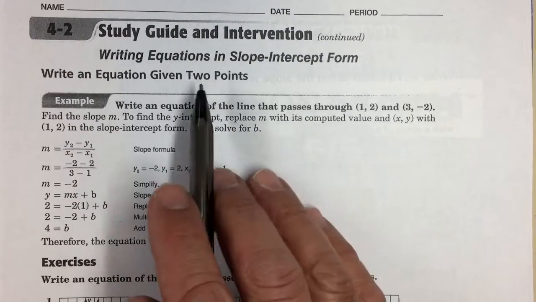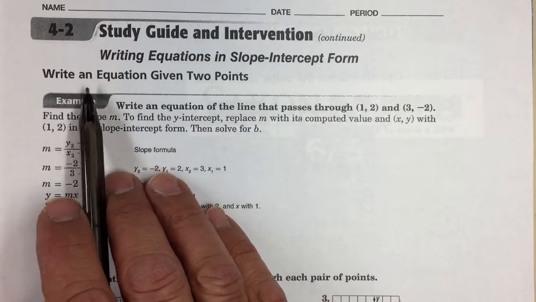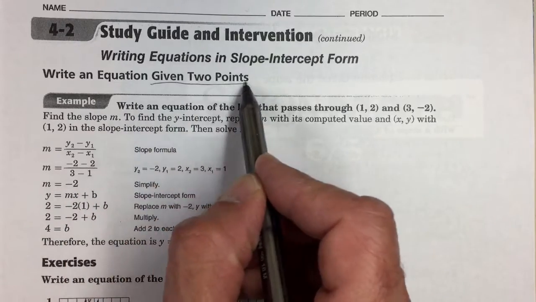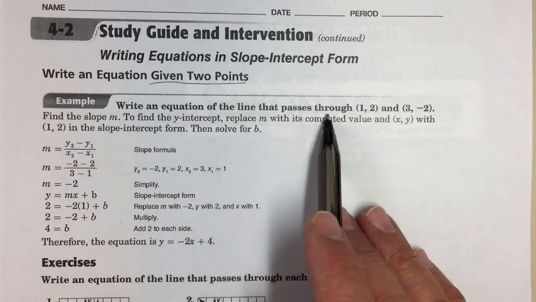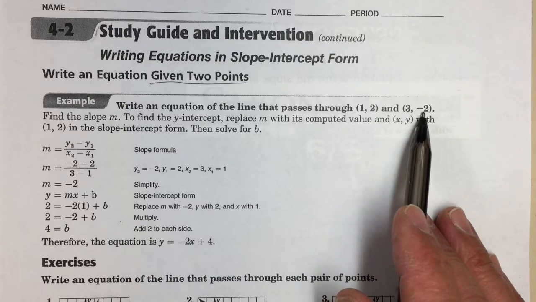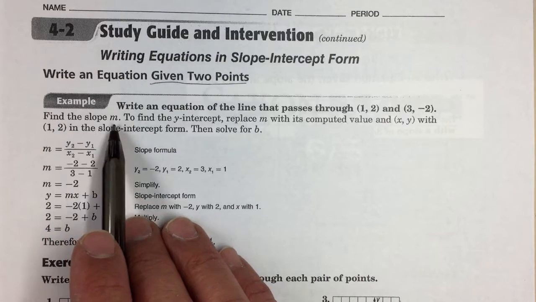Starting an intervention, writing equations in slope-intercept form. Write an equation given 2 points. Write an equation of the line that passes through (1, 2) and (3, -2). First, we find the slope.